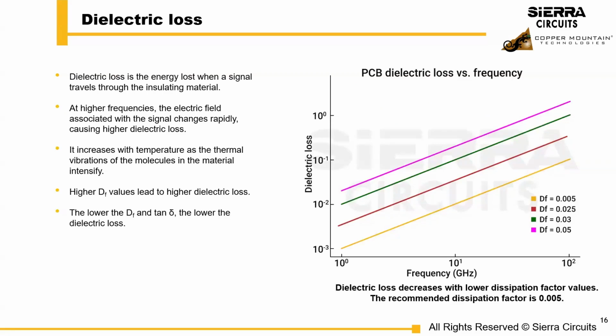Dielectric loss is the energy lost when a signal travels through the insulating material. And so at higher frequencies, the electric fields associated with the signal change more rapidly. Therefore, the molecules in the dielectric vibrate more vigorously and dissipate more energy as heat. So also the loss increases with higher dissipation factor values.